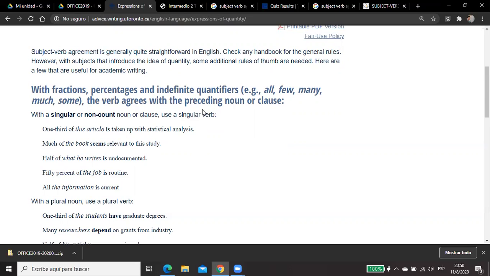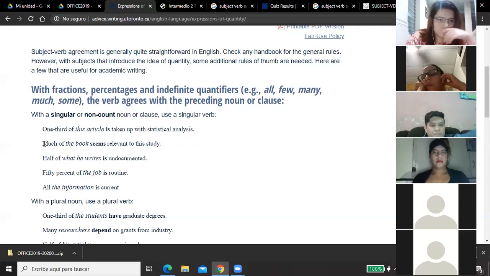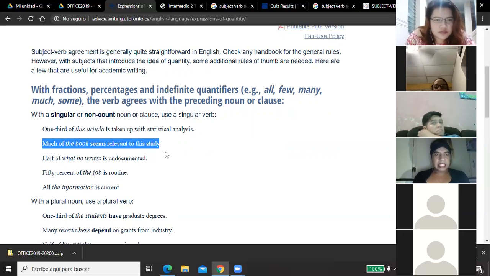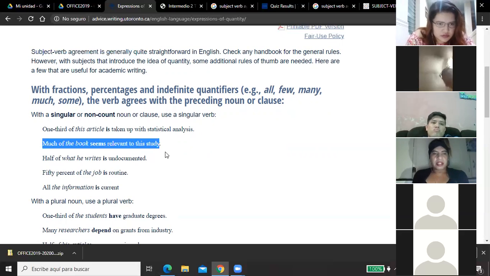All right. Continue, please. Okay. One third of this article is taken up with the statistical analysis. All right, good. Let's ask Omar to continue reading, please. Second sentence over here. Much of the book seems relevant to this study. All right. Half of what he writes is undocumented. All right. 50% of the job is routine. All the information is current.